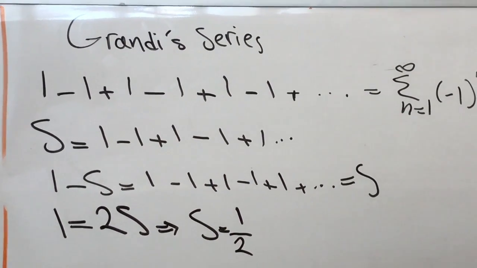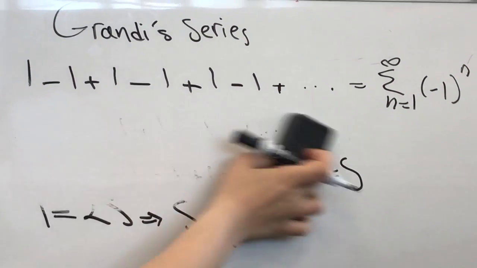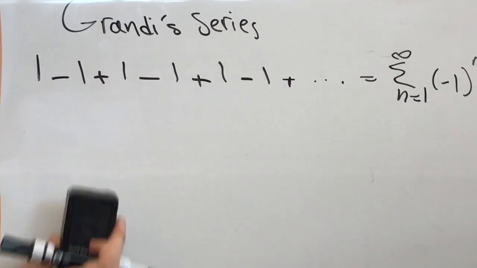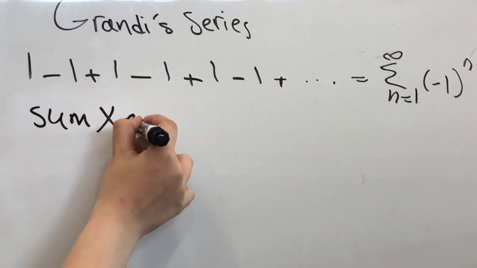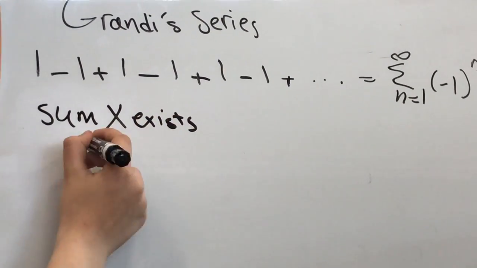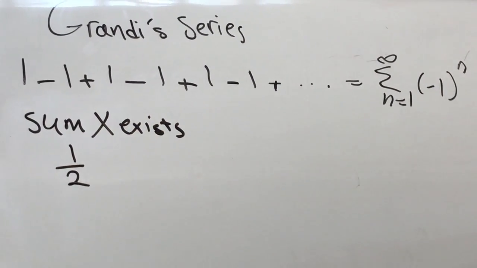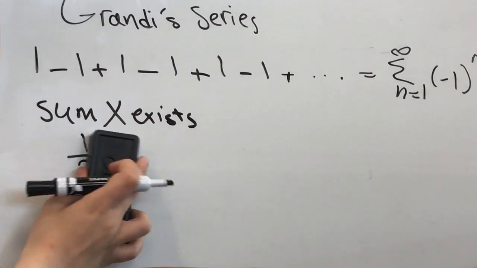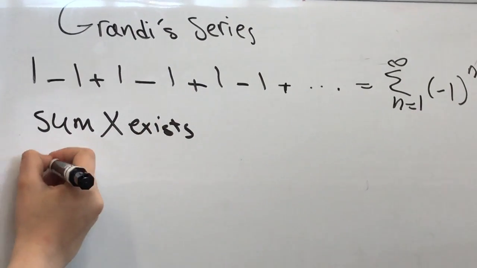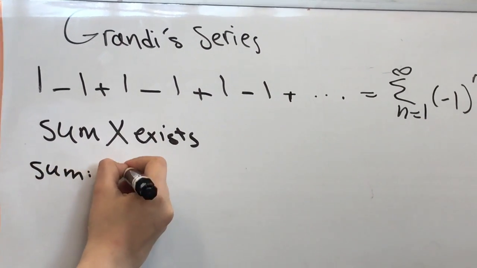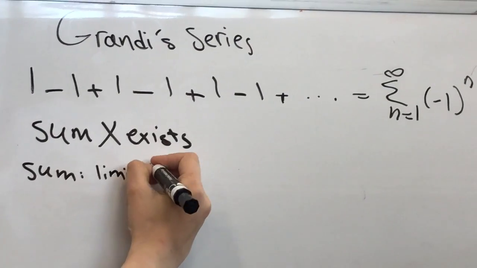So we can make two conclusions about this. We can either say that this series doesn't have a sum, so the sum doesn't exist, or if it exists, it actually equals 1 over 2. But why doesn't it exist? The reason that it cannot exist is because if it exists, then the limit of partial sums should equal the same number.